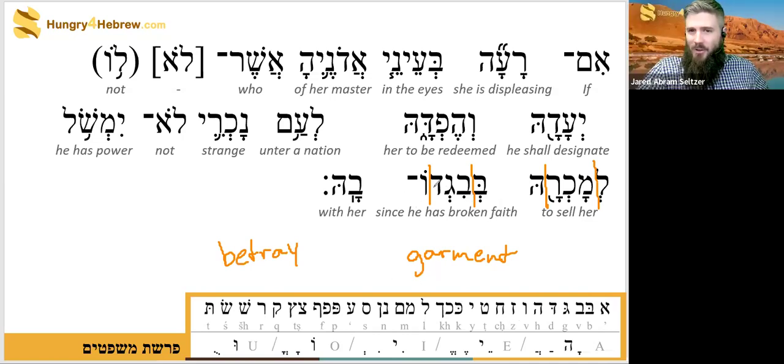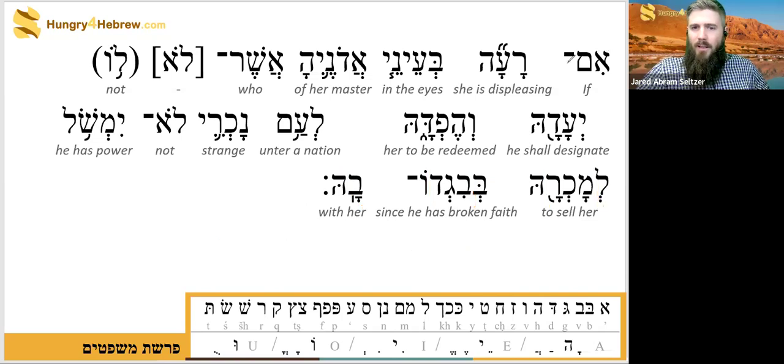This would be like a wolf in sheep's clothing or something like that. It is cloaked, and then it goes in to do destruction. So this is the verb to betray or break faith or something like that. In his breaking faith with her.